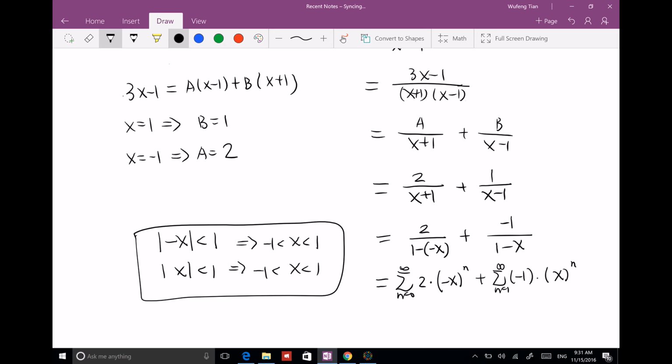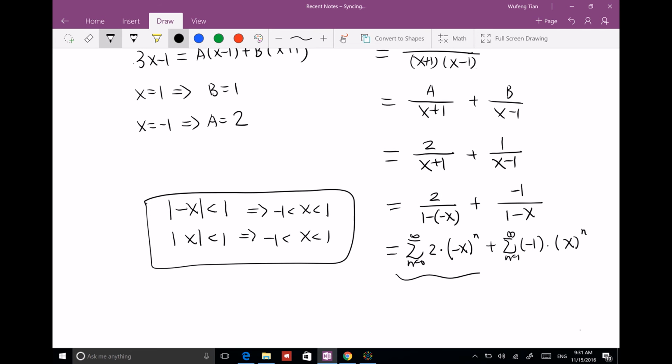Now a is 2, a is negative 1, and this is 1 minus x. Okay, so you have the power series like these two together. All right. Let's continue. Another one.